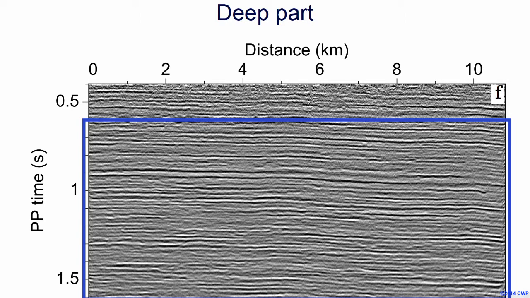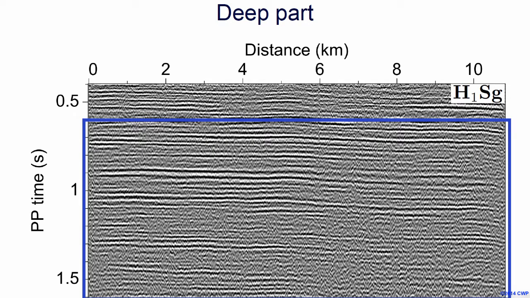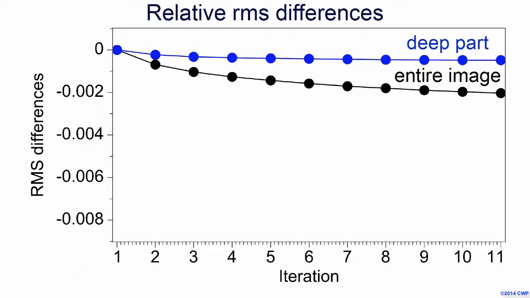Here's the deep part overlaid on the PP image, and then here's the shaping filter. Now I want you to notice how there's not a lot of difference between this image and our 11 iteration image. Now if we go back to our relative RMS difference plot, we see that there is basically no change in the deep part in the RMS differences. So let's look at the shallow part.